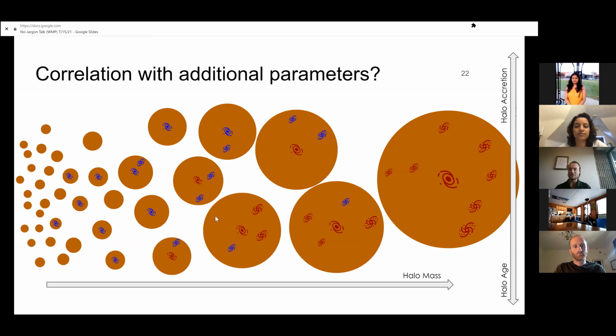But the evidence isn't super strong for this. Take that with a grain of salt. We need a lot more observational data before we can say anything for sure on that.